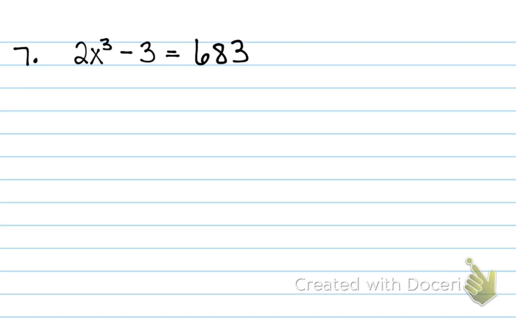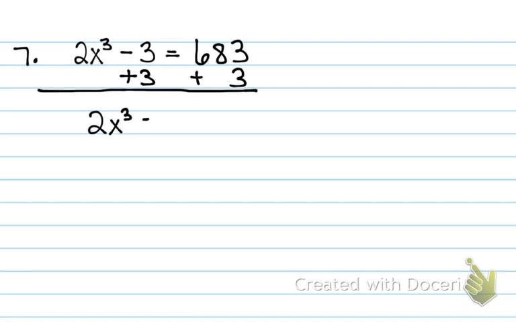What do I do first? Just tell me. I've already looked at your papers. What do you do first? Add 3 to both sides, okay? So step 1 is to move what's not connected to the variable. 2x to the 3rd equals 686.